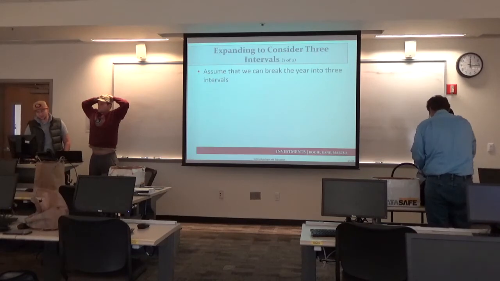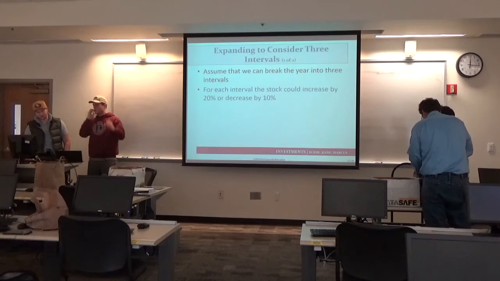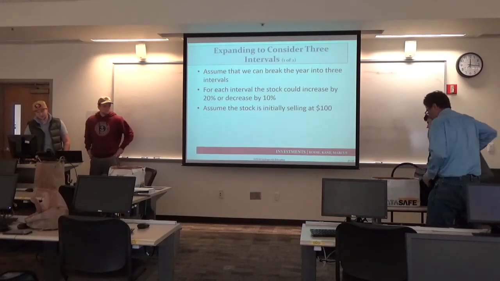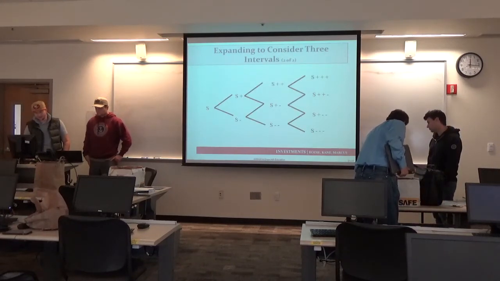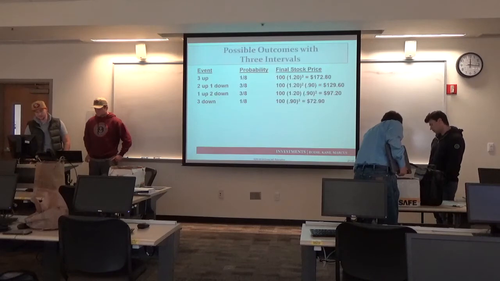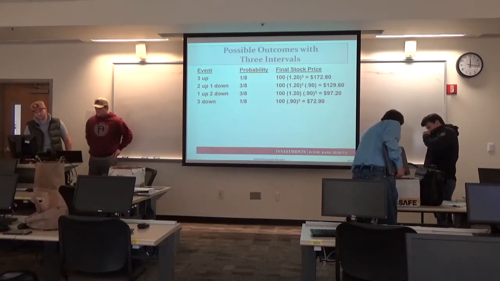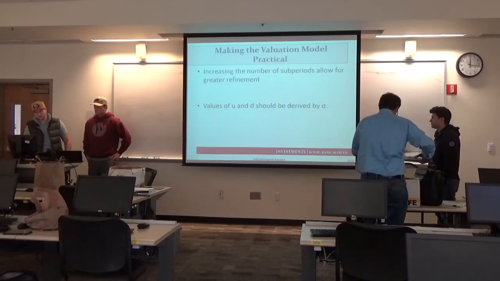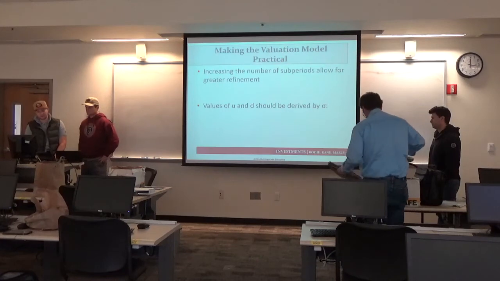Assume that we can break the year into 3 intervals. For each interval, the stock could increase by 20% or decrease by 10%. And assume the stock is initially selling at $100. These are the 3 intervals, and the possible outcomes for the 3 intervals, starting with the $100 value. Making the valuation model practical, increasing the number of sub-periods allows for a greater refinement.